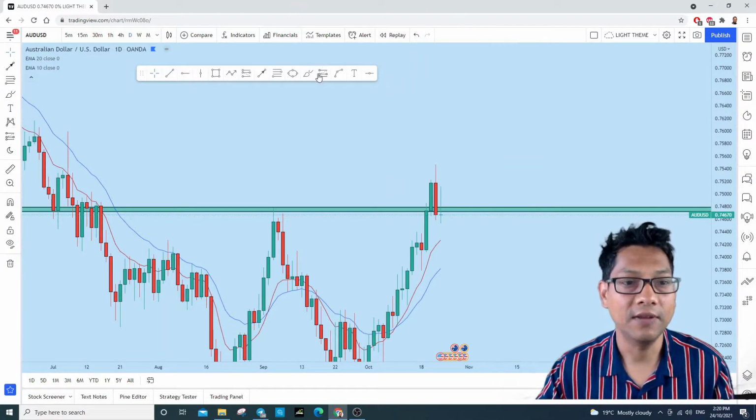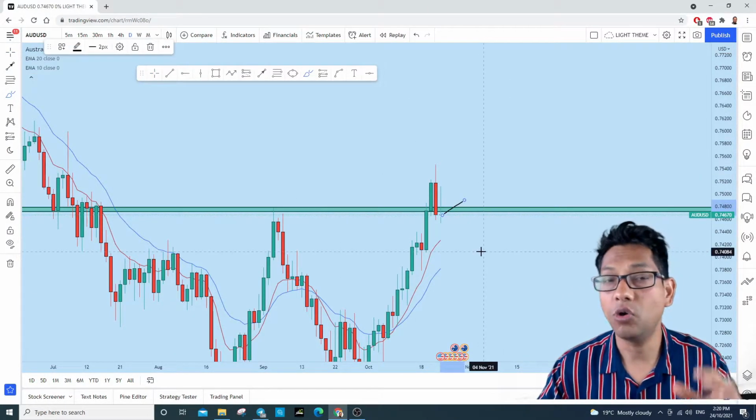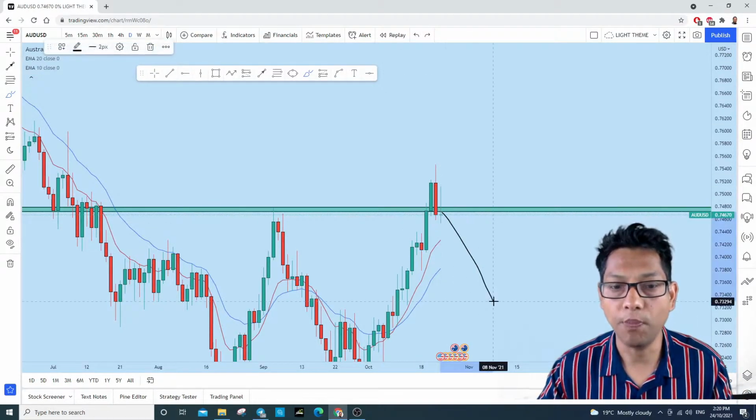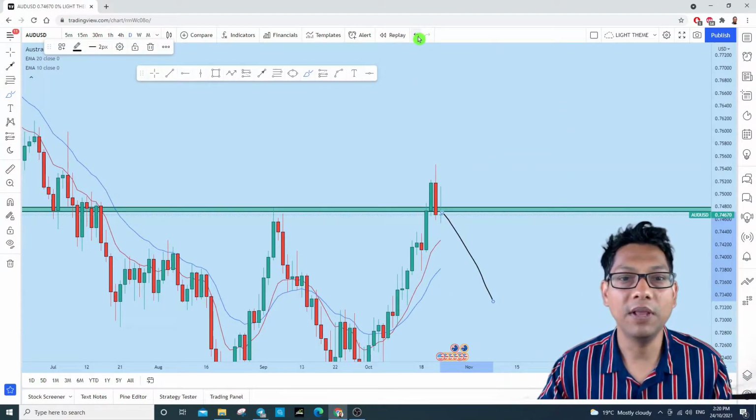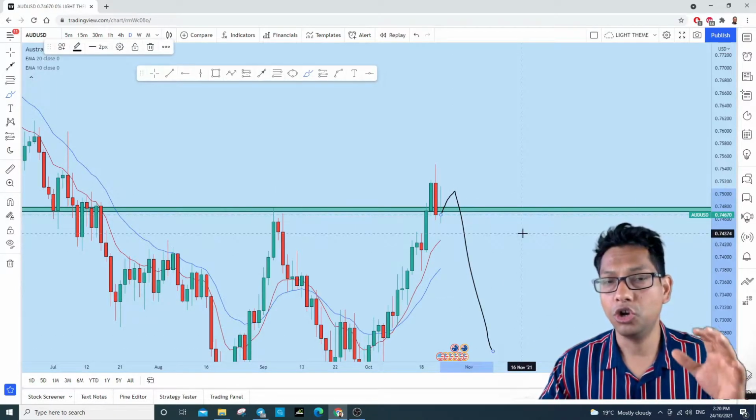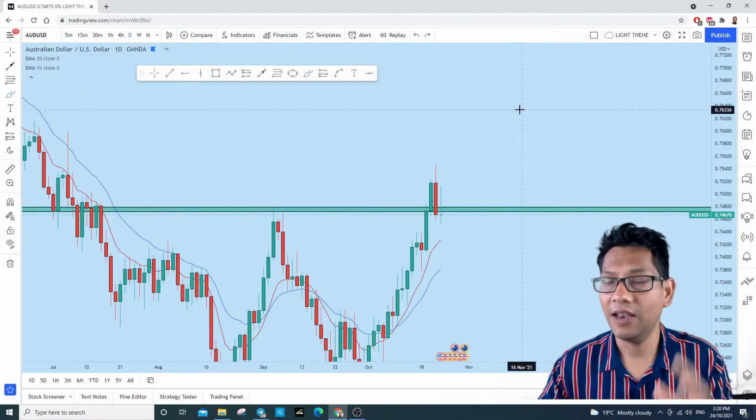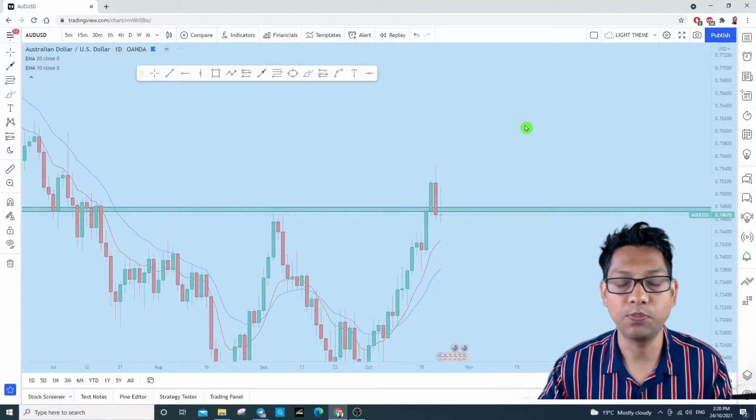We might see a little bit of uprise or even no uprise, maybe dropping from here directly, or maybe a little bit of uprise and then dropping from here. That is likely to happen, and that is what we are expecting.